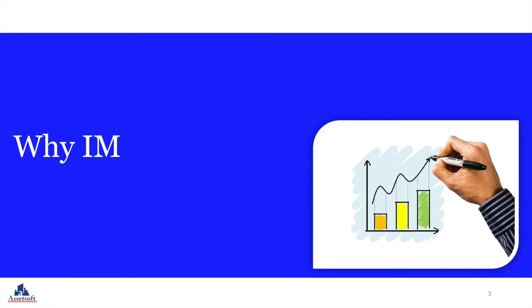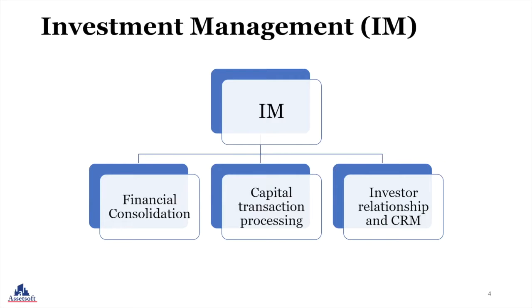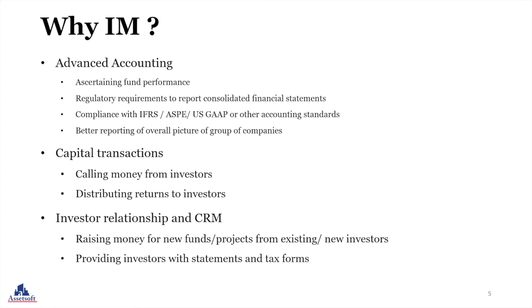As mentioned above, IM consists of 3 components: financial consolidation, capital processing, and investor relationship management. Financial consolidation helps to consolidate the financial statements from the property or asset level to the highest level in the structure. Financial consolidation is required for a variety of reasons, but most importantly, it is needed to determine the performance of the portfolio on an overall basis. Apart from that, consolidation is also required to be in compliance with regulators or government agencies' requirements, and sometimes to be in compliance with accounting standards like IFRS, GAAP, etc.